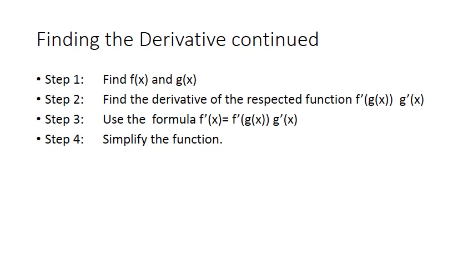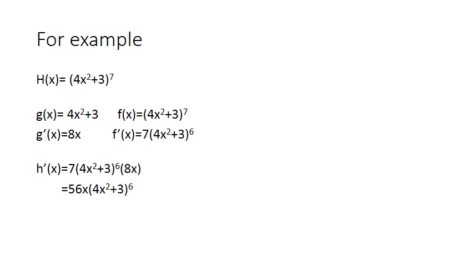Lastly, to simplify your function, you use trigonometric functions, identities, and/or multiplication. For example, h of x is equal to 4x squared plus 3, raised to the 7th power. We work these problems from the inside out, and the inside would be g of x equals 4x squared plus 3, and then f of x is equal to 4x squared plus 3 raised to the 7th power.